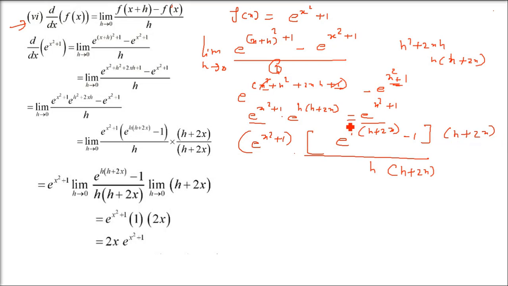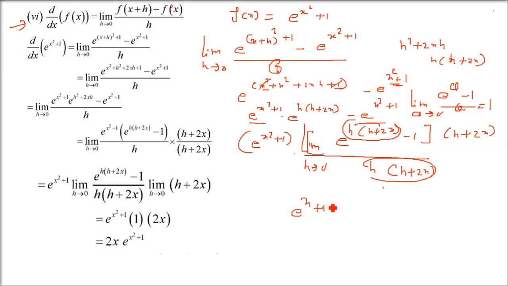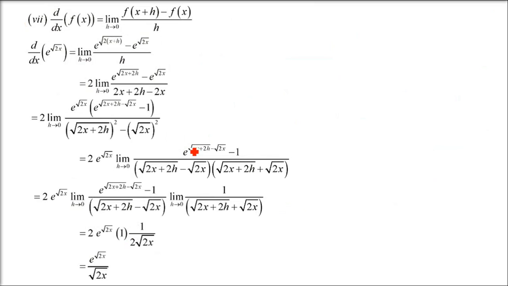Now if you see this e raised theta minus 1 by theta, limit theta tends to 0 form, it has come. So this is theta, e raised theta minus 1 by theta, limit theta tends to 0 equals 1. So this becomes 1. So e raised x square plus 1 is remaining, and this will remain. This is going to be 1, and this is going to be h, apply h as 0, only 2x will remain. 2x into e raised x square plus 1, this will come.